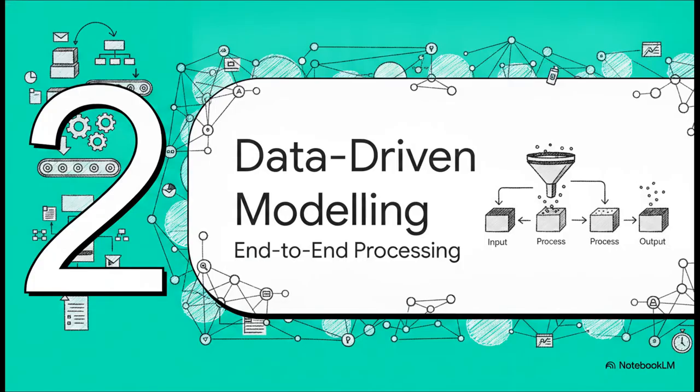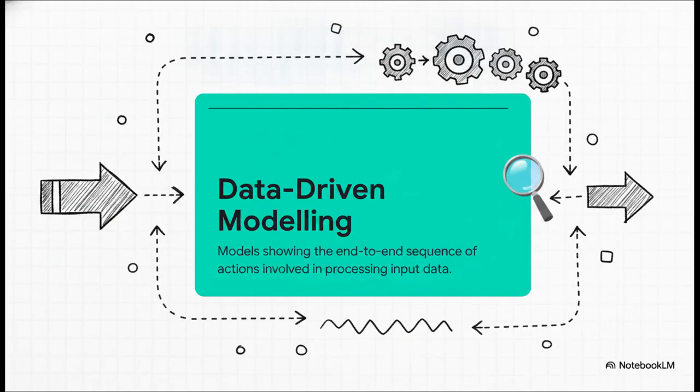Moving on to Section 2, let's take a closer look at data-driven system modeling. So, what exactly is data-driven modeling? Well, it's a way to map out the complete end-to-end sequence of actions involved in taking input data, crunching it, and spitting out an associated output. These models are an absolute game-changer during requirements analysis because they let us track the entire journey of a piece of data as it travels through the system.